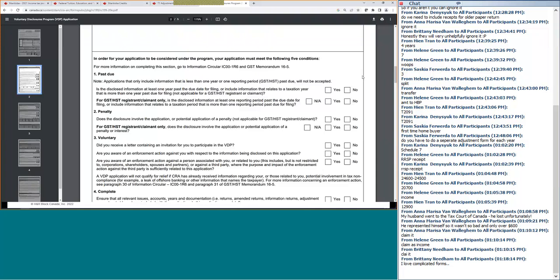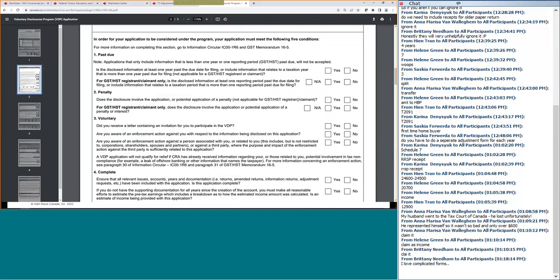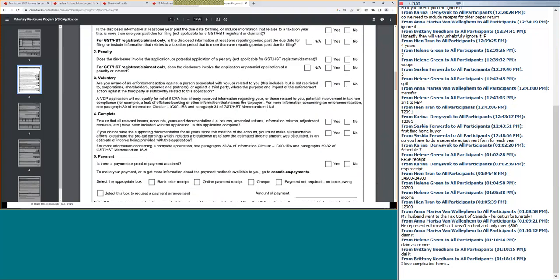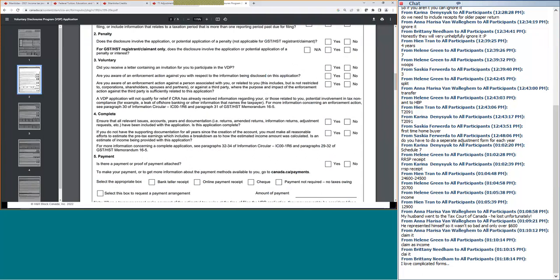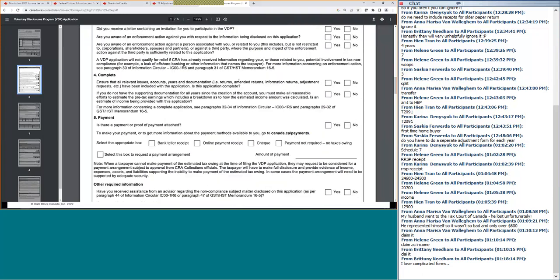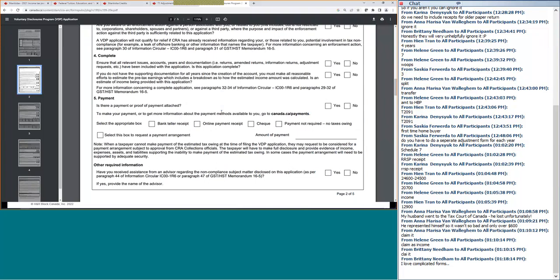So it has to be at least an old year in the package, and then you're going to file everything up to current. And then there has to be a penalty. If there's no penalty, you can't do voluntary disclosure. It has to be voluntary, so they can't have asked you. You can't have enforcement action coming against you already. You can't be being sued over it, any of those things. Okay? Has to be complete, and they ask you to make payment now. So you're still going to have to pay the tax. Voluntary disclosure does not waive the tax you owe.